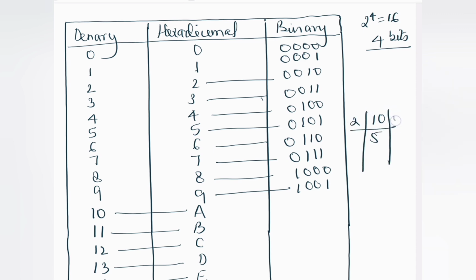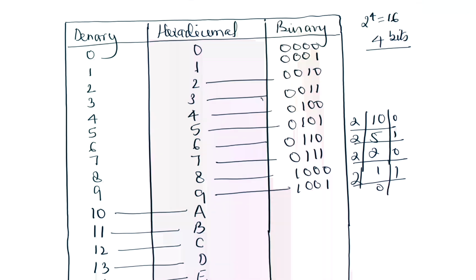So let's do that here. 2 5 times, remainder is 0. 2 2 times, the remainder is 1. 2 1 time, the remainder is 0. And 2 0 times, and the remainder is 1. So basically 10 is represented by 1010. How does this work? If you have got a hexadecimal A, it will be represented by the denary 10 or represented by the binary, which is 1010. That's how it relates together.